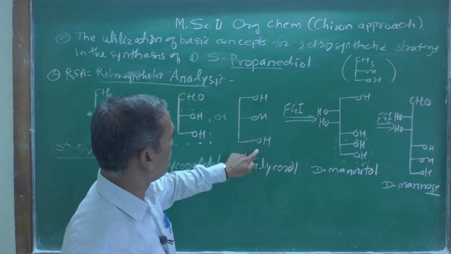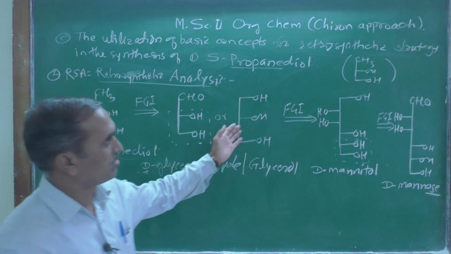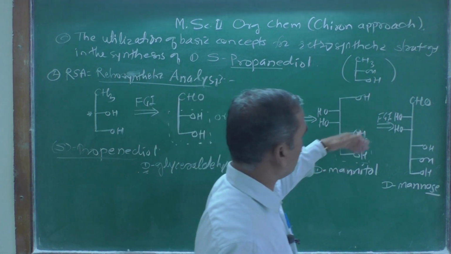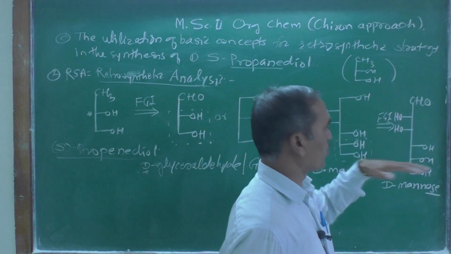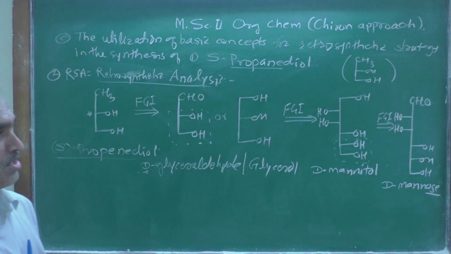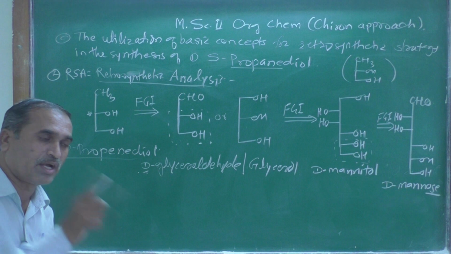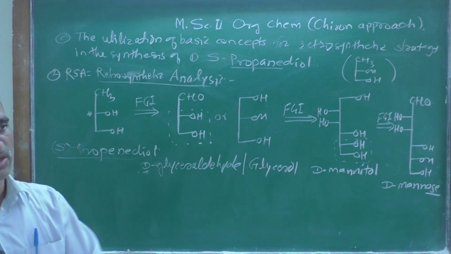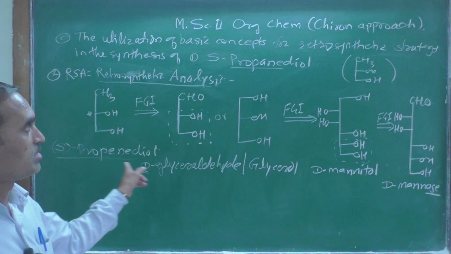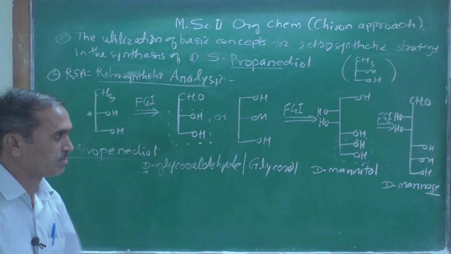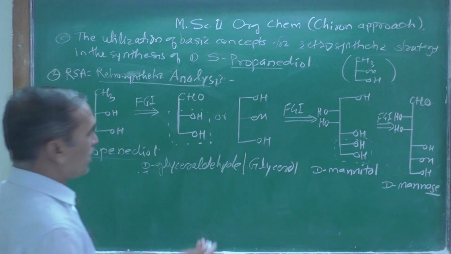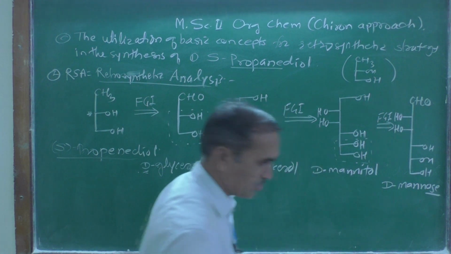Here how many chiral centers? There, OH, OH become symmetrical, so there are 1, 2, 3, 4 chiral centers. Here, 1, 2, 3, 4 chiral centers are again present in D-mannose. A chiral center means 4 different groups attached to a carbon atom. That center is known as a chiral center or asymmetric carbon atom. So this is a retrosynthetic analysis. Understood this one? Now this is a reverse reaction.